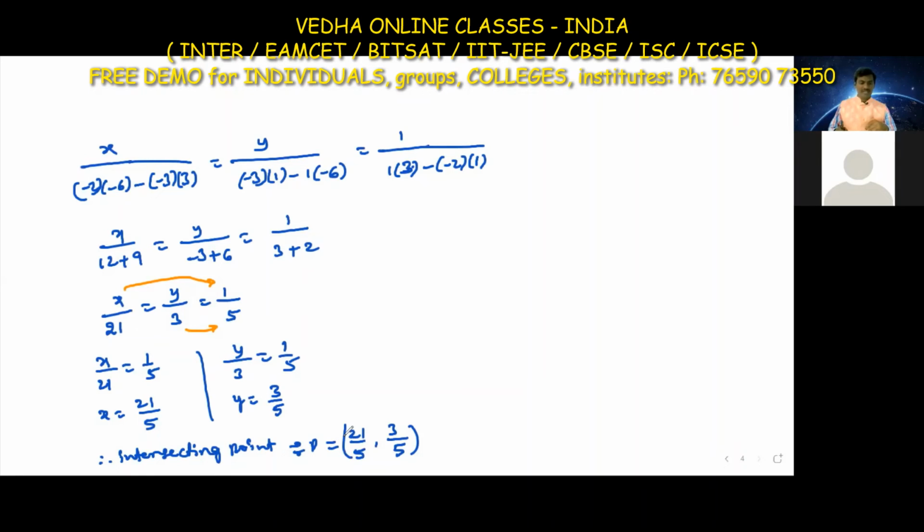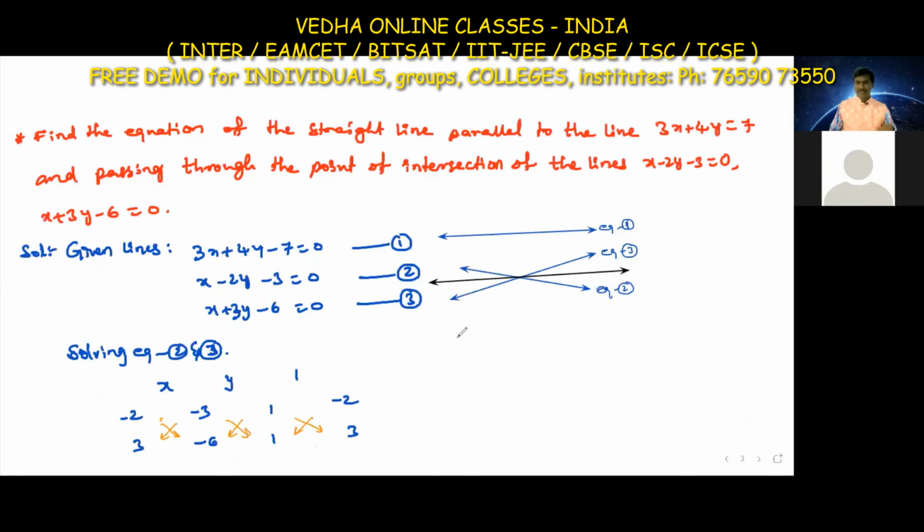After getting the intersecting point, what do we have to do? Now take the first equation, equation 1, and find the slope. The slope of that line and this required line are equal since they are parallel.